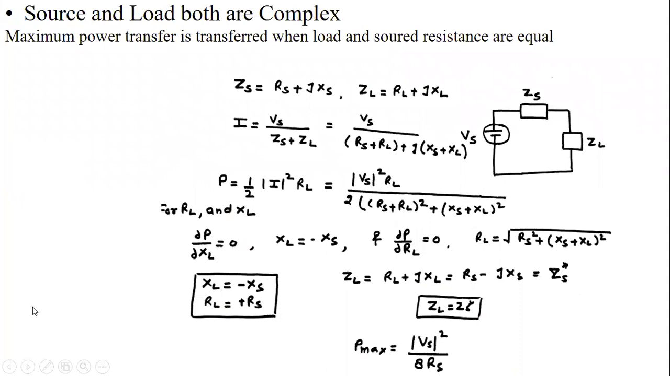Now the second important case is when the circuit has both source and load complex. Okay, source and load both are complex. So here we have shown the ZS circuit, the source impedance, and this is shown as the load impedance. Now we are assuming that ZS equals RS plus jXS and the load impedance is RL plus jXL. So current in the circuit I is VS upon ZS plus ZL. So this is VS over RS plus RL, the real parts will be added, plus j times XS plus XL.